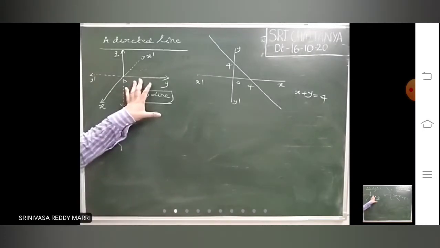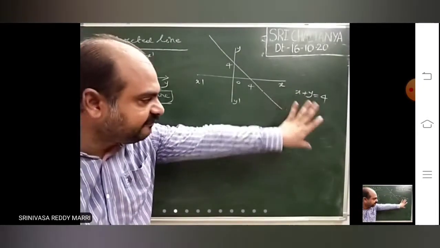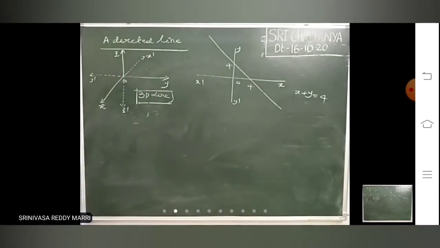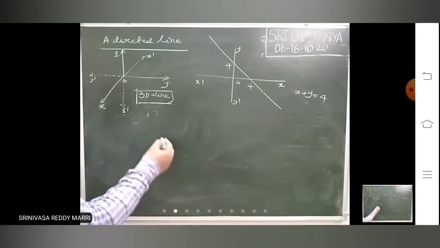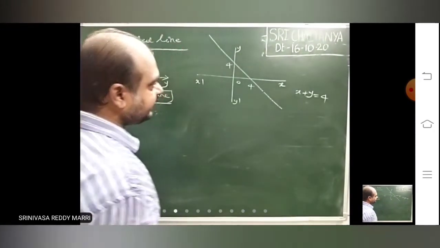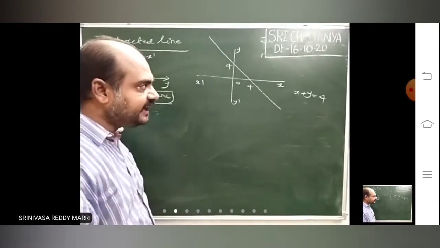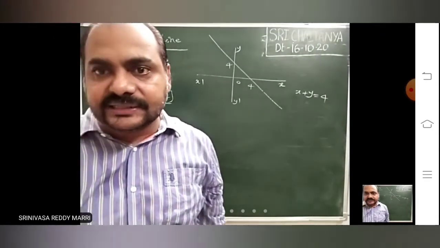So that type of lines are called directed lines or 3D lines, right? There will be simply a z factor also there. Such type of lines. This is also a straight line only. It will be like this only, but not on your paper. Straight line, there will be no variety. Okay, now straight line is that only.